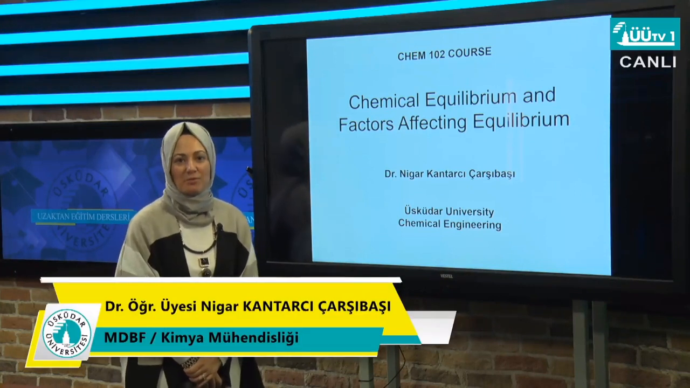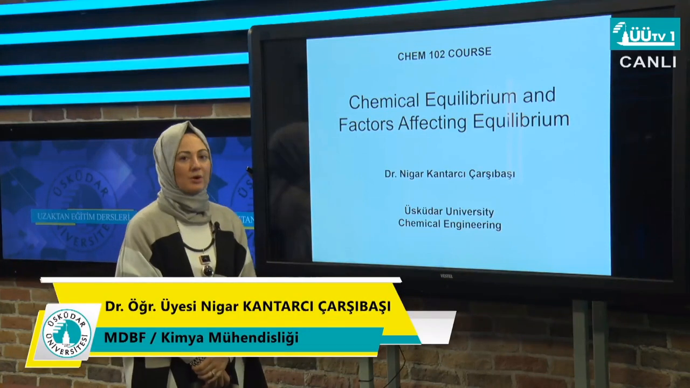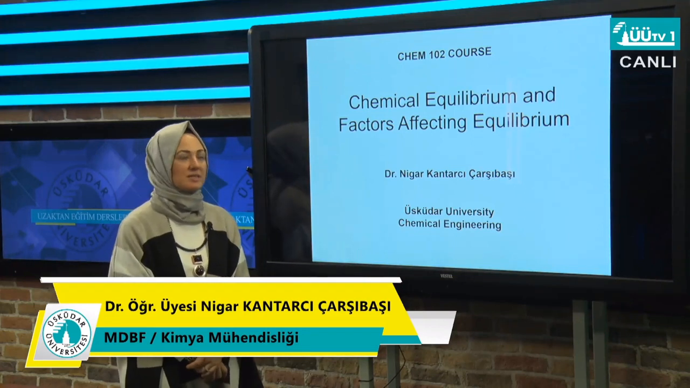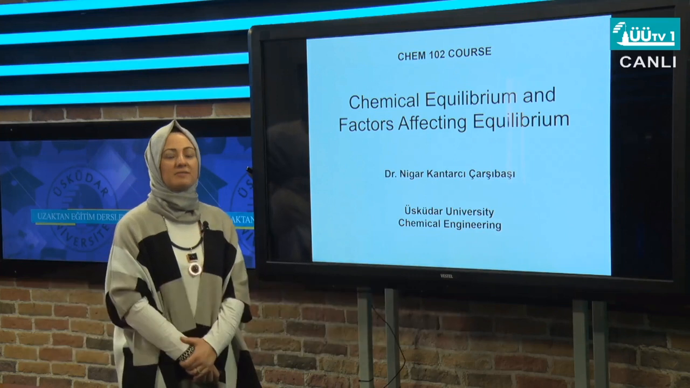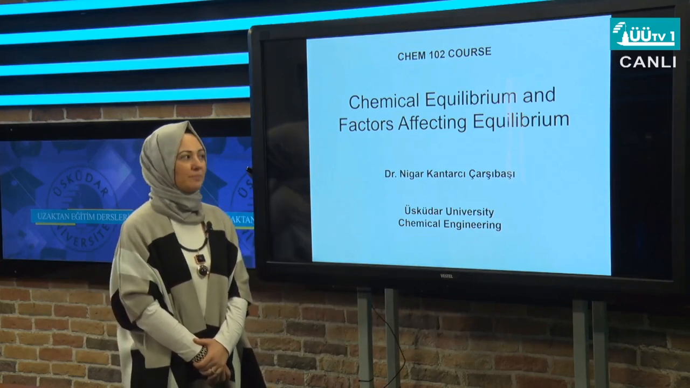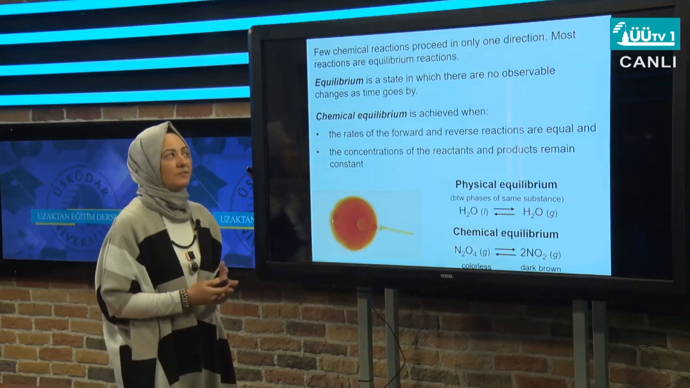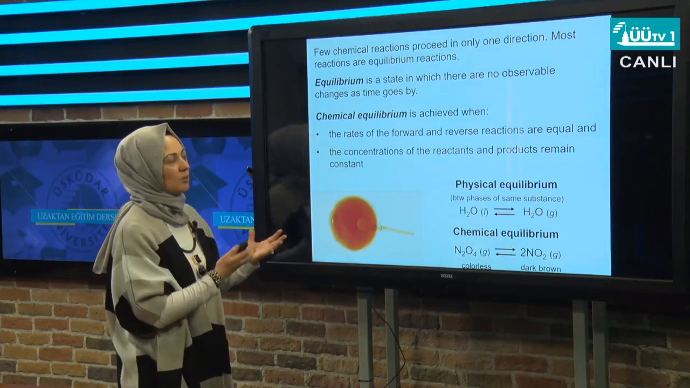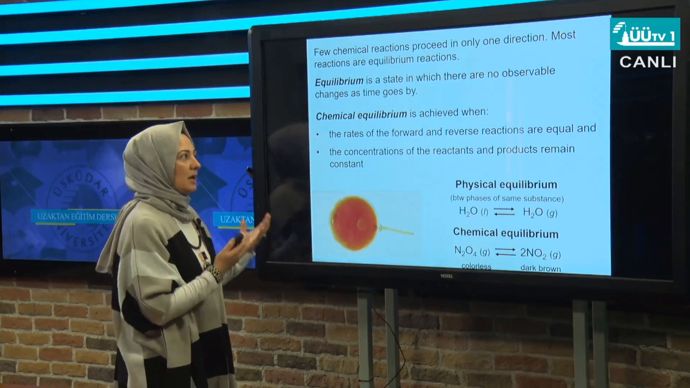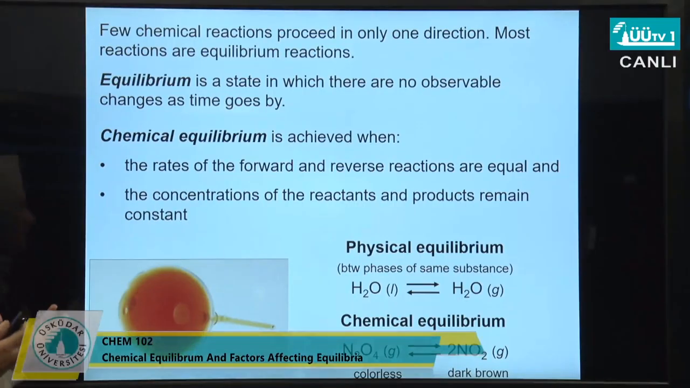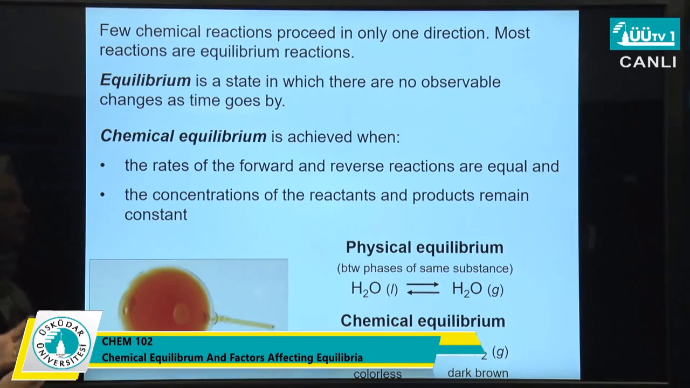In the scope of Chemistry 102 course, today we are going to study chemical equilibrium and the factors affecting equilibria. Now we know that few reactions proceed in only one direction, and most reactions are equilibrium reactions. So what is equilibrium? Let's define first the equilibrium.